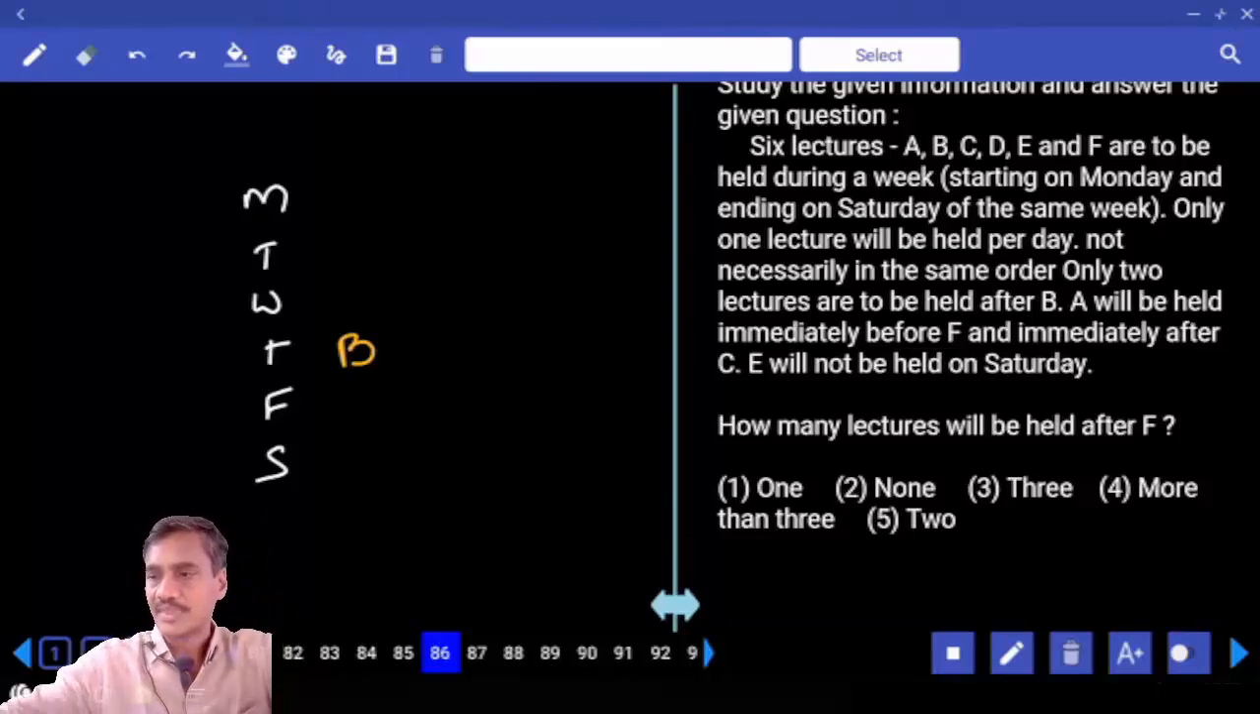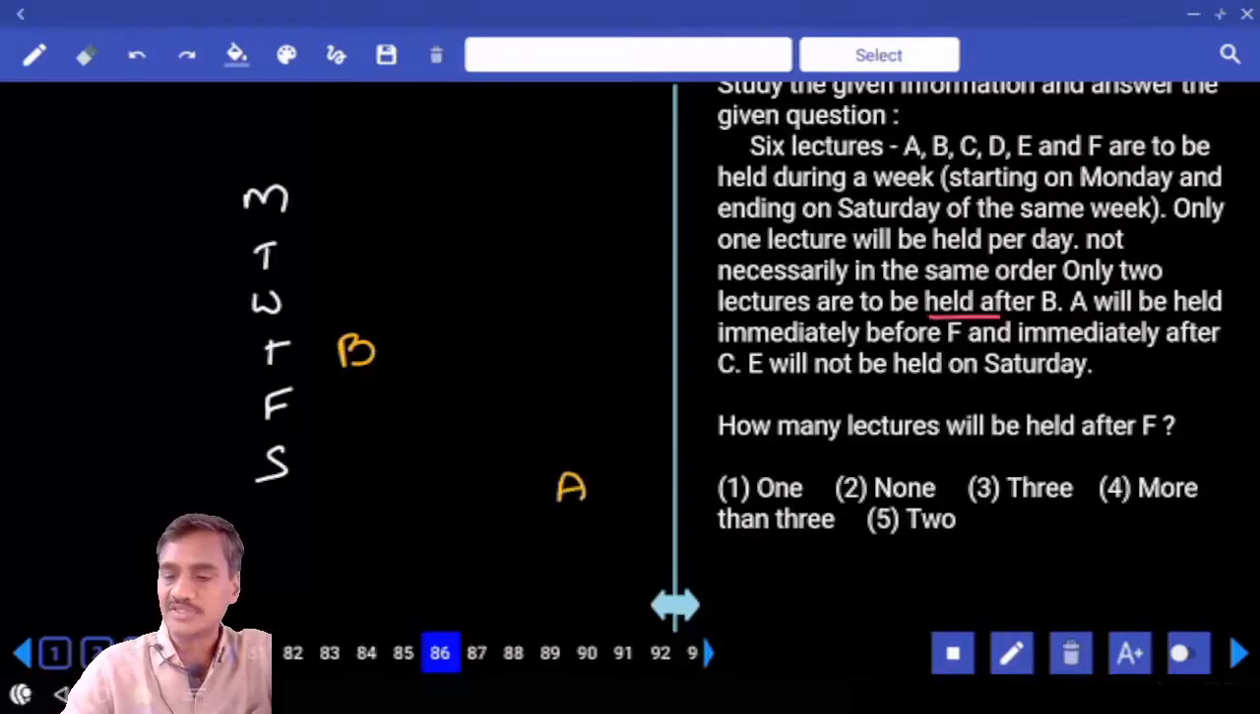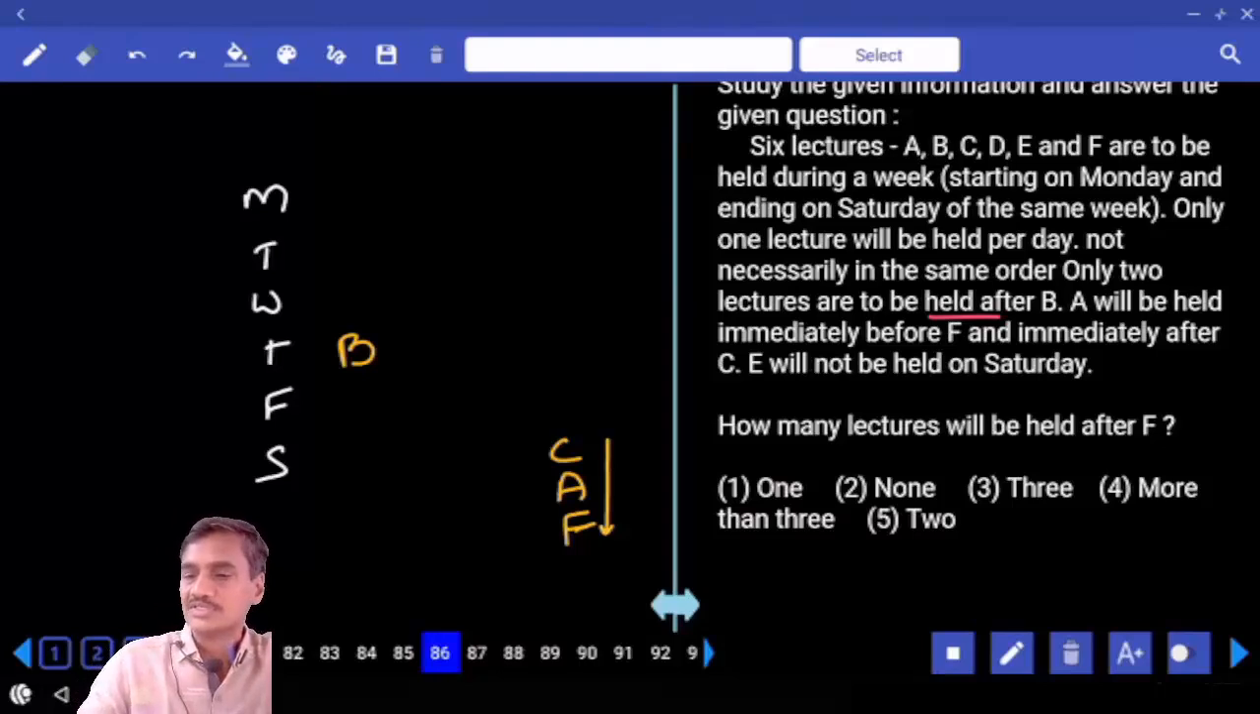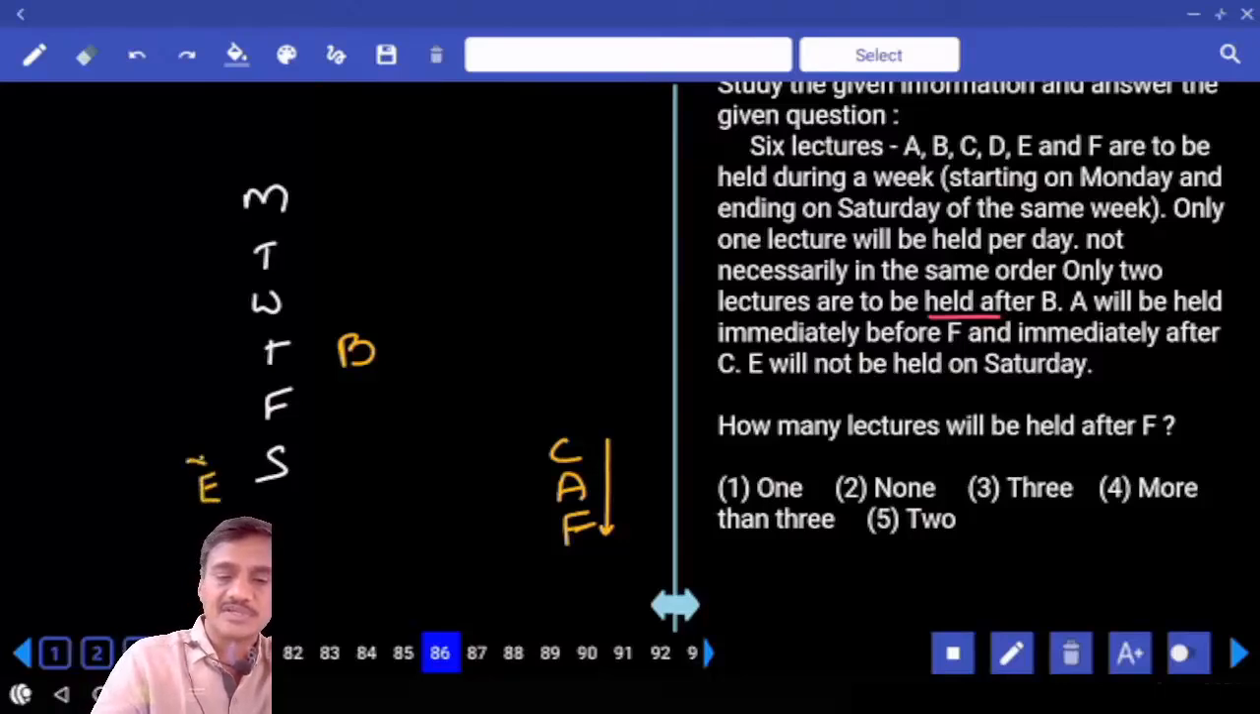Next, A will be held immediately before F. A is immediately before F and immediately after C. Hence C, A and F must be together. And E will not be held on Saturday. E cannot be on Saturday.